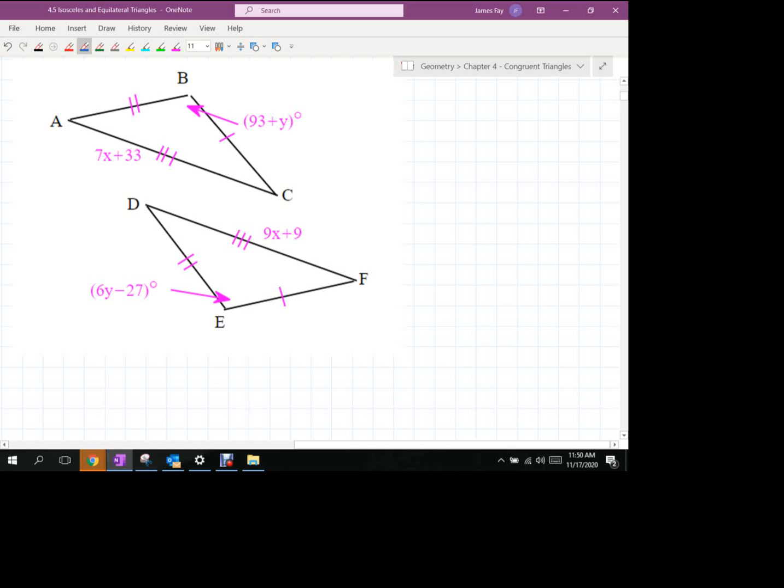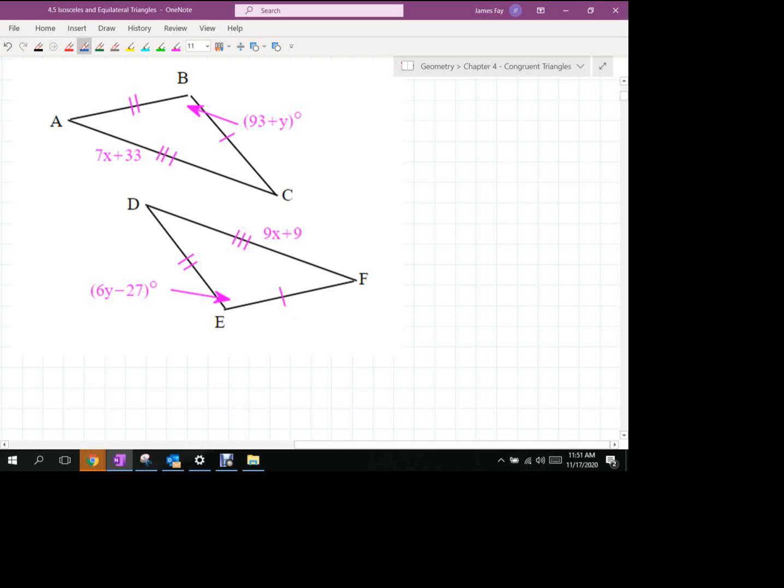solve for x and y, and you just say, okay, well, I'm going to set the two things that have x in them equal to each other and solve. Which is okay, that works here, but on a test or quiz, I might give you another expression down here, and now you don't know, do I take 7x plus 3 and set it equal to 9x plus 9, or do I set it equal to the one that Mr. Fay added? Okay?